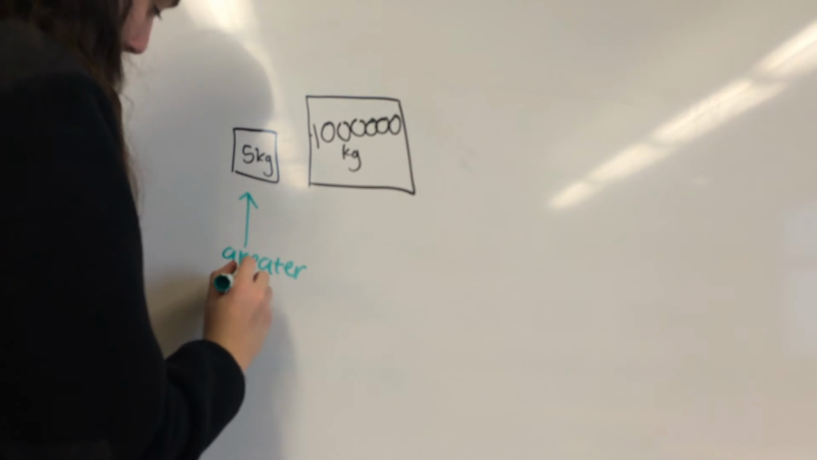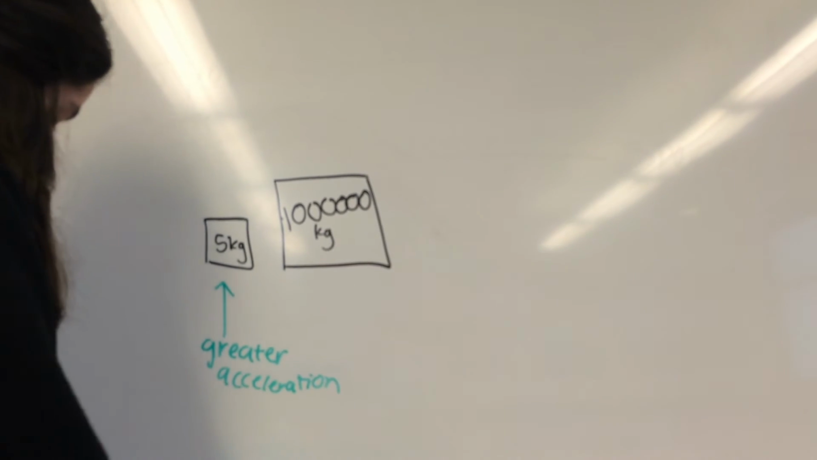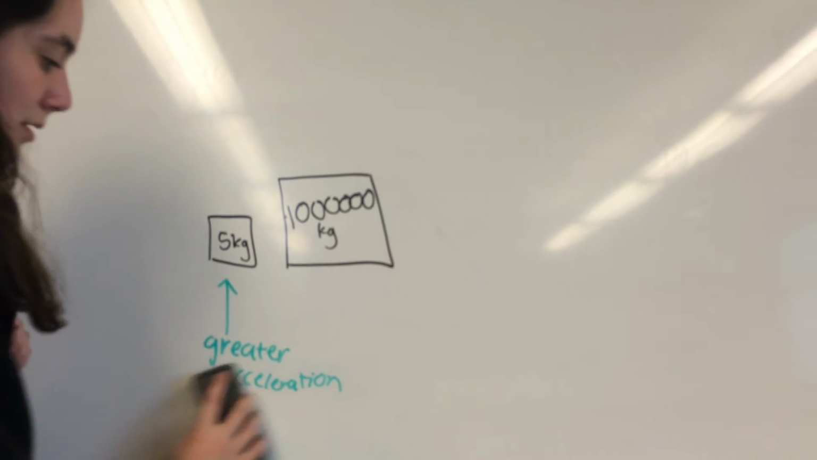If the colliding objects have unequal mass, they will have unequal acceleration. So in this example, if the 5 kilogram box were to collide with the 1 million kilogram box, the 5 kilogram box would have a greater acceleration.